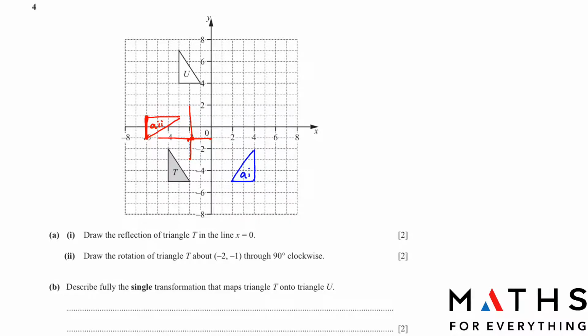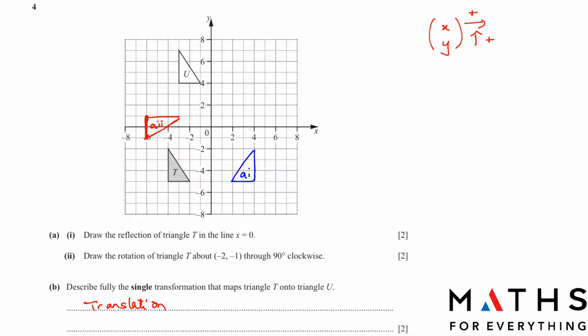Part B, describe fully the single transformation that maps triangle T onto triangle U. As you can see, no shape has been changed, it has just shifted. So this is just translation. Translation we write in column vector. The top is your x, the bottom is your y. If your point moves to the right, then your x is positive. If your y point moves up, then it is positive.